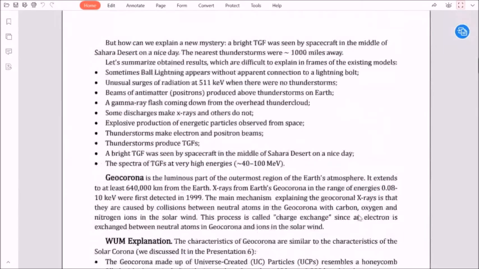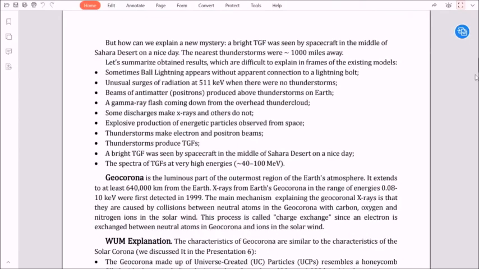But how can we explain a new mystery? A bright TGF was seen by spacecraft in the middle of Sahara Desert on a nice day. The nearest thunderstorms was about 1,000 miles away. Let's summarize obtained results, which are difficult to explain in frames of the existing models.